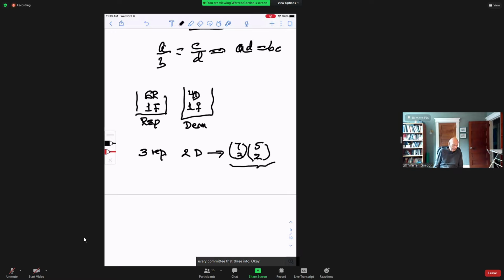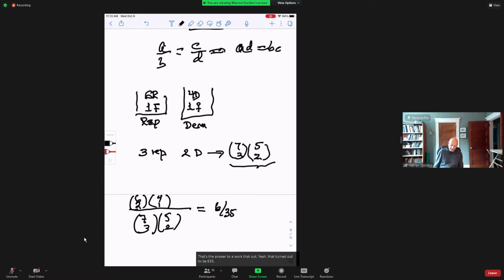Now, in the first question, suppose I want both females to be on the committee. The denominator in each case is going to be 7 choose 3 times 5 choose 2. Now, if I want both women on the committee, then from the Republicans I need 2 more people from the remaining 6, and from the Democrats I need 1 more person from the remaining 4. So that's the answer to A. That turned out to be 6 out of 35 if you work it out.